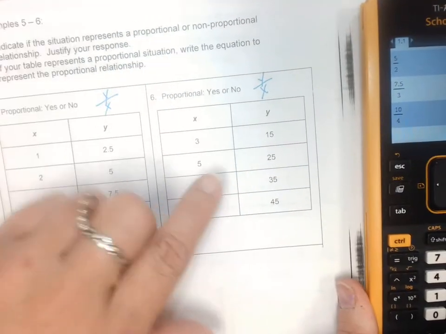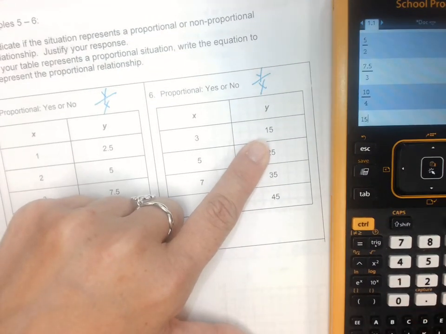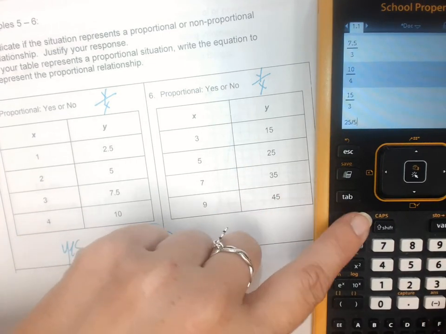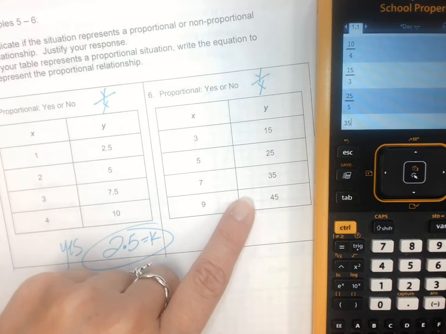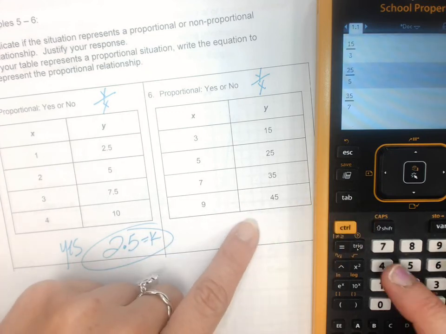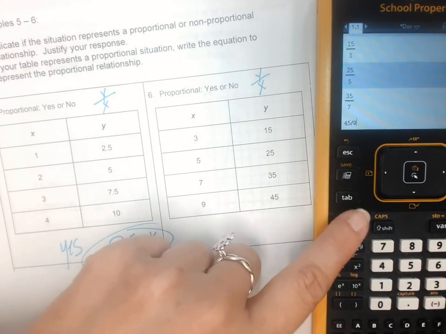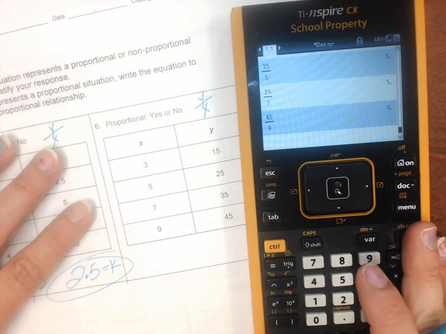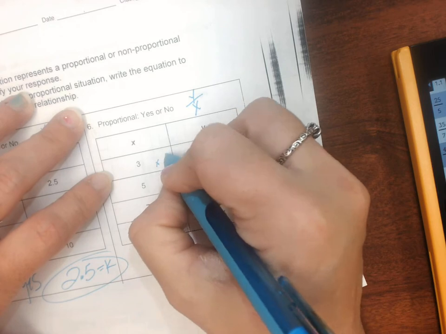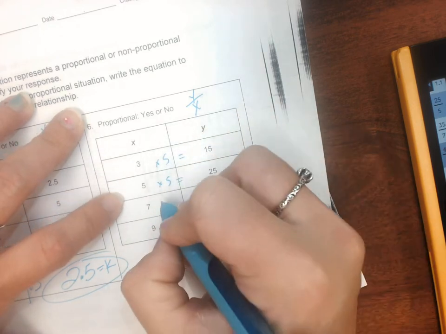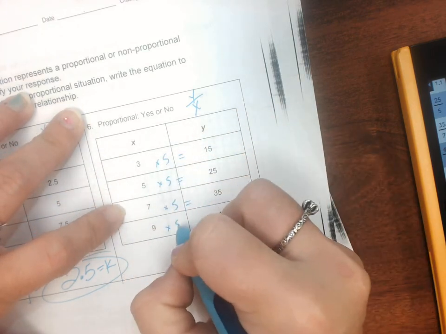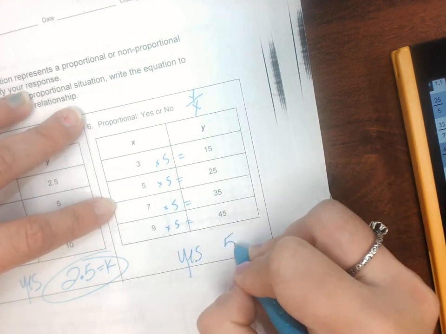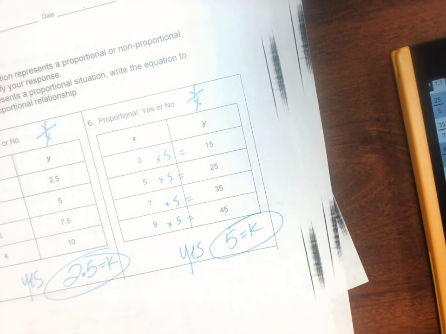But we get a constant of 2.5. Okay? Over here, y divided by x. 15 divided by 3, 5. 25 divided by 5, 5. 35 divided by 7, 5. 45 divided by 9, 5. See how we get that 5? You didn't see it, but they're 5 every time. You could also say, hey, Miss Kelly, what about it like this? Does that work? Yes, it does. Yes, these are proportional. We get a constant of 5.